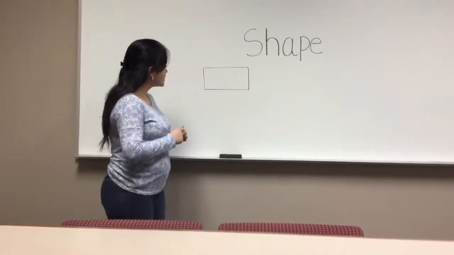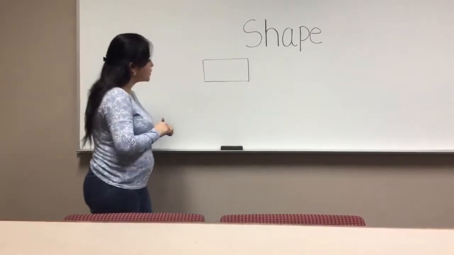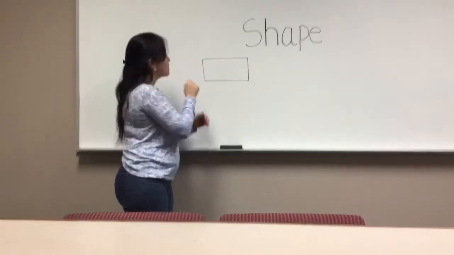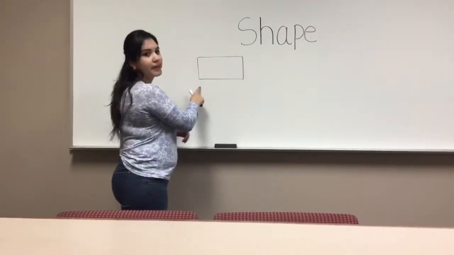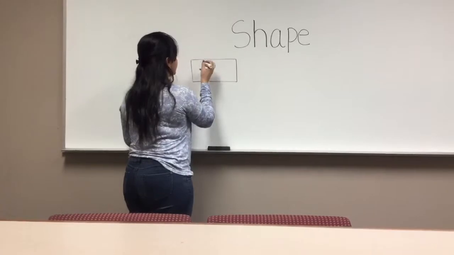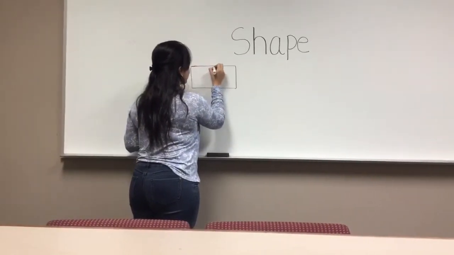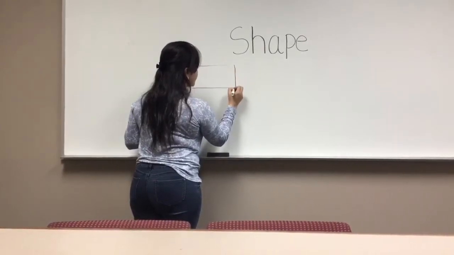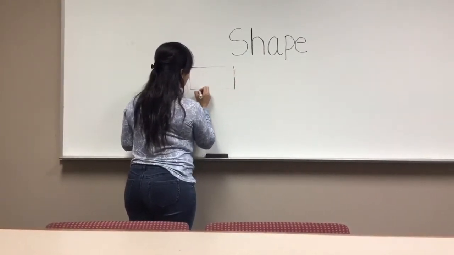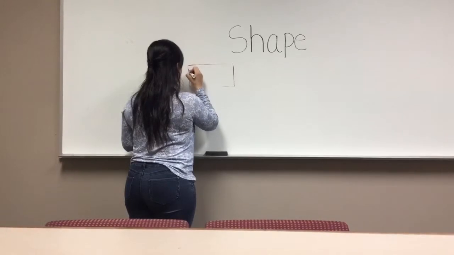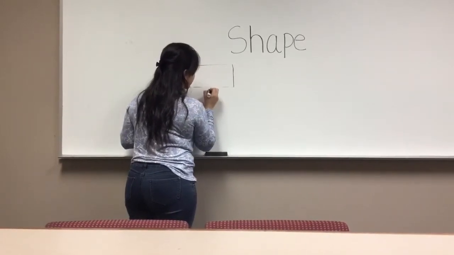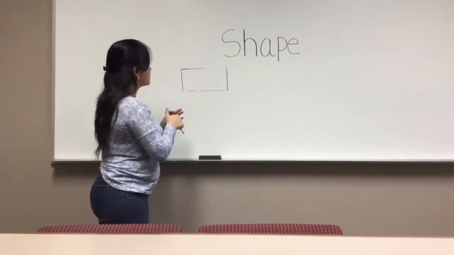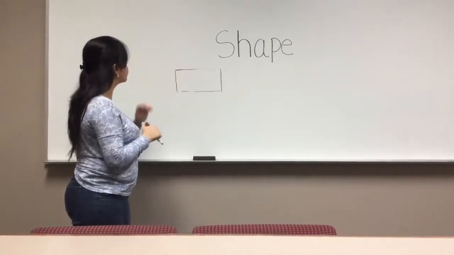So let's start by defining perimeter. Perimeter is the distance around the shape. For example, in the rectangle, the perimeter would be this side, this side, this side, and this side. Just rewrite this again. This would be the distance around the shape.